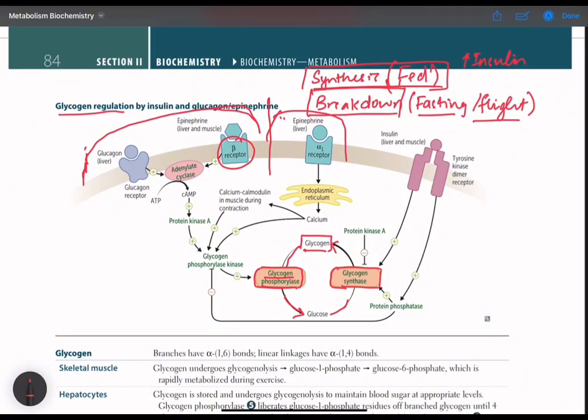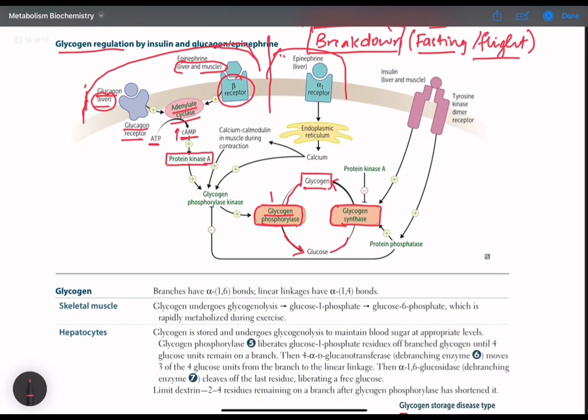So glucagon through glucagon receptors, which are present only in liver, and epinephrine through beta receptors, which are present both in liver and muscle, activates adenyl cyclase. It leads to the conversion of ATP into cyclic AMP. The increased amount of cyclic AMP activates protein kinase A. And protein kinase A phosphorylates both glycogen synthase as well as glycogen phosphorylase.